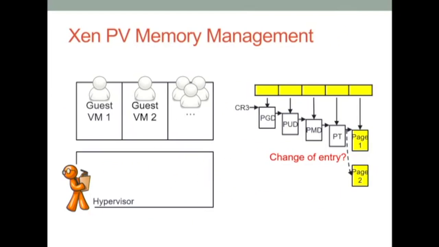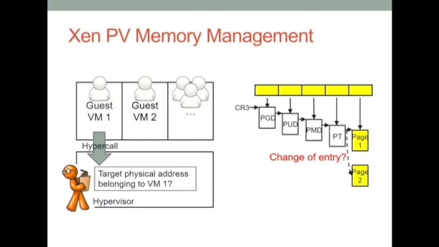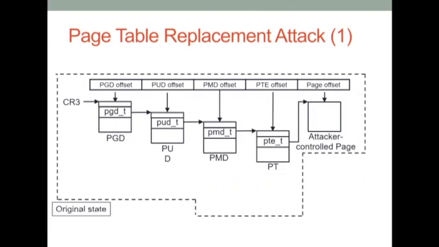Well, you know that the guest kernels will have to frequently update the page tables. But how to do that, because the page table is read-only? The way to do so is by issuing hypercalls. And the hypervisor, upon receiving the hypercall, will check whether this request is legitimate. And if so, the request can be granted. Otherwise, the request will be rejected.